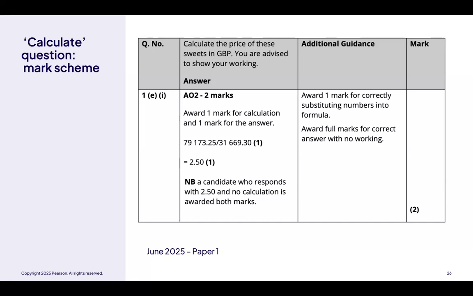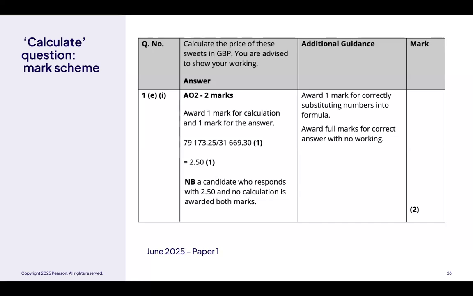Okay, so if the student ignored the right answer of £2.50, if the candidate had only written that formula, the working there, they would have been awarded 1 mark. And look at the bottom of that. NB, a candidate who responds with £2.50 and no calculations is awarded both marks. So that's how the mark scheme works.